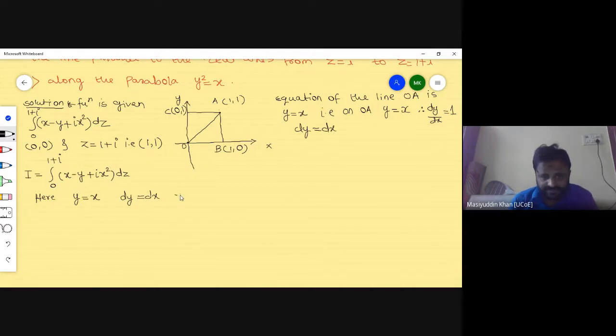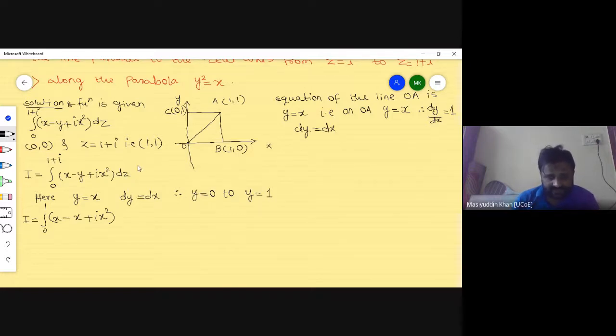So I'm just writing y equal to 0 to y equal to 1. So hope things are clear, the limit point and all those things. So I is equal to integral 0 to 1, x kept as it is, minus x, because y equal to x, plus i into x square into dz. Now dz is equal to what?